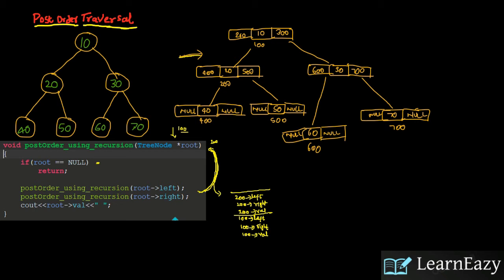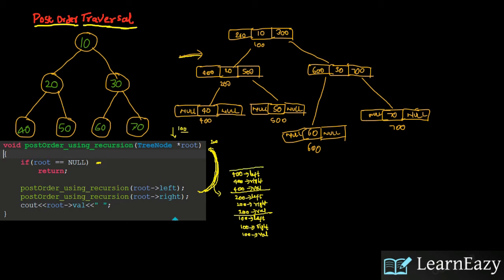Now 200 left, again we need to pass it to this function. 200 left, nothing but 400. So 400 not equals to null, then 400 left, 400 right, 400 value.